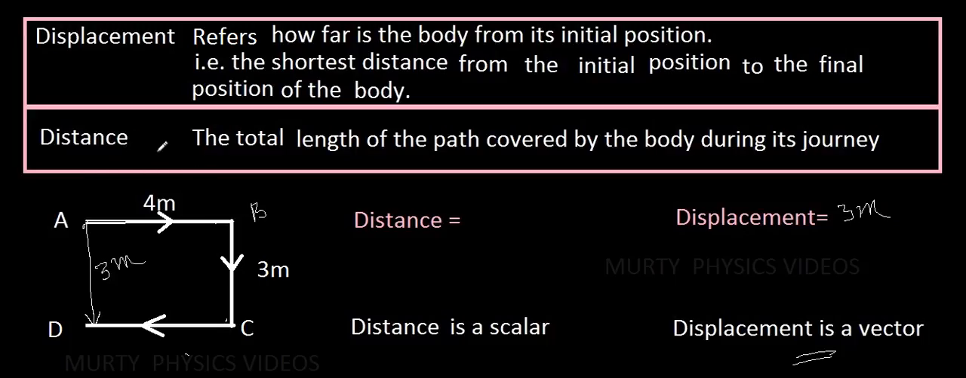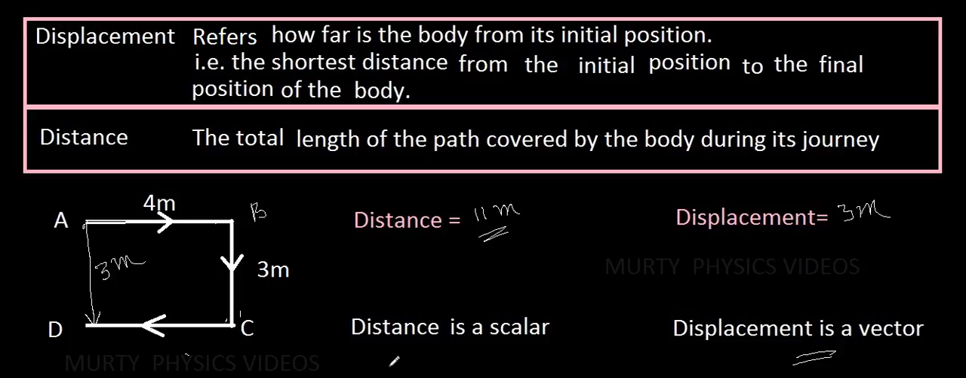Distance is the total length of the path covered by the body during its journey. In this example, the body travels from A to B, B to C, and finally C to D. In this journey, the total distance covered, the total length of the path, is 4 meters plus 3 meters plus 4 meters, that is 11 meters. The total length covered in the journey is 11 meters.